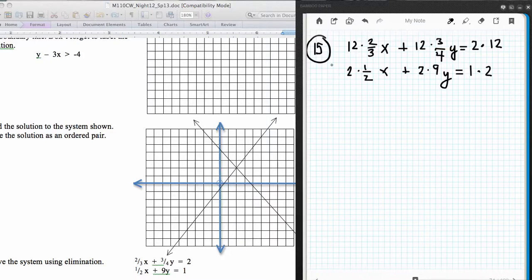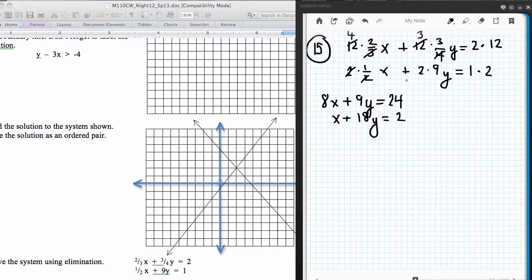Now, what I end up getting from here is I do cancel here, and that gives me 4. And 4 times 2 is 8x. And then plus, and then I cancel. 4 goes into 12 3 times. 3 times 3 times y is 9y equals, and then 2 times 12, which is 24. On our next one, we're going to cancel. So 1 times x, which is just x, and then 2 times 9, which is 18y, and then 2 times 1, which is 2.